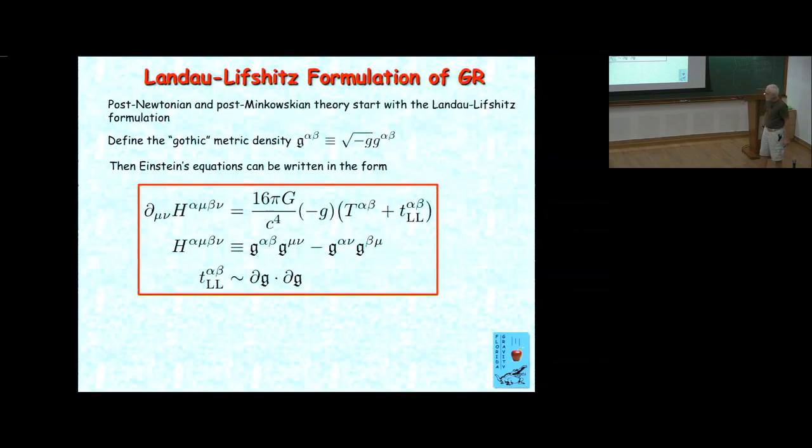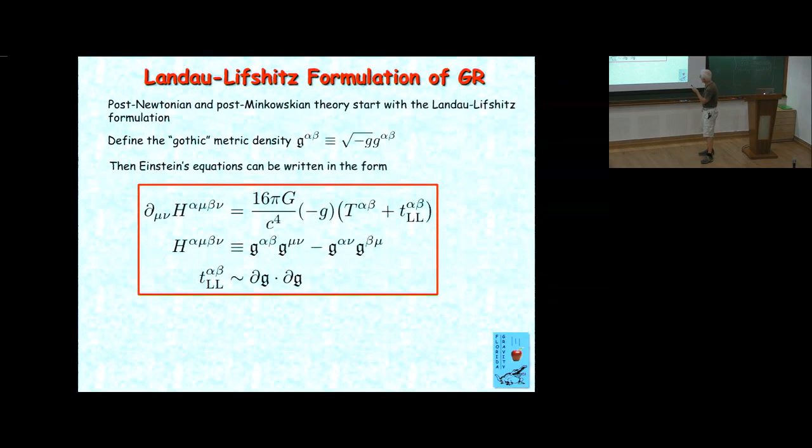But Landau and Lifshitz, I think they were the ones who discovered it, realized that if you take this object and take two partial derivatives with respect to mu and nu, these two indices, you get a quantity that's equal to the Einstein tensor plus some other stuff. Now if you impose Einstein's equations, we know that the Einstein tensor is related to the stress energy tensor. So they showed that two derivatives of this object, given the Einstein equations, is equal to the stress energy tensor of matter, 16 pi G over c to the fourth, times minus g, again the determinant of the metric, plus stuff.